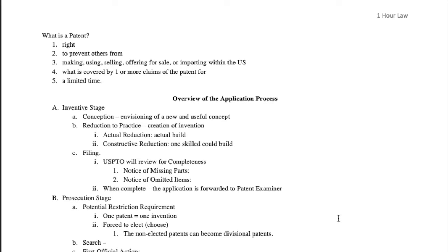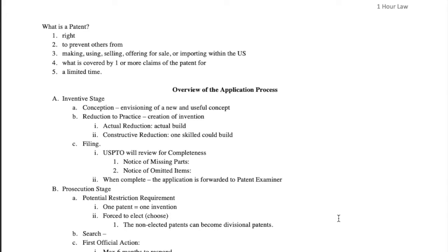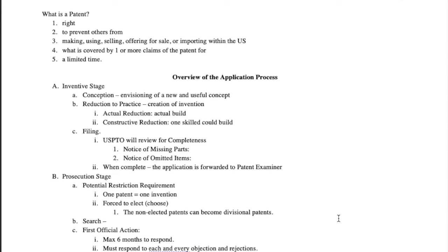them to elect, meaning to choose one of the inventions, and the non-elected inventions can become divisional patents, and they would get the same effective filing date as long as they were copending, and they would get the earlier filing date. And the applicant gets an extendable period of time to choose which of the inventions they want to elect, and the non-elected inventions could be pursued in a divisional application.